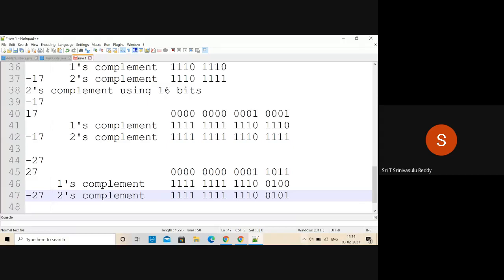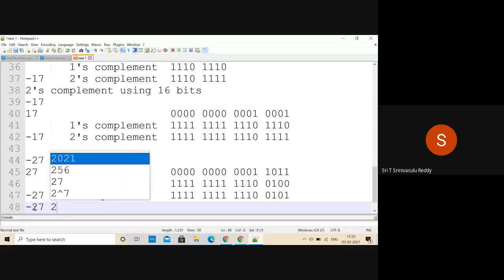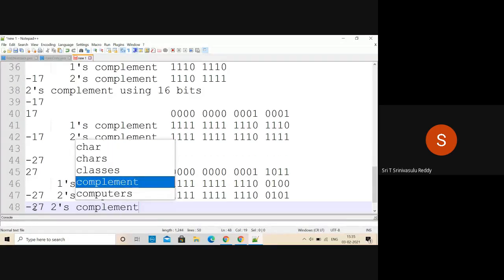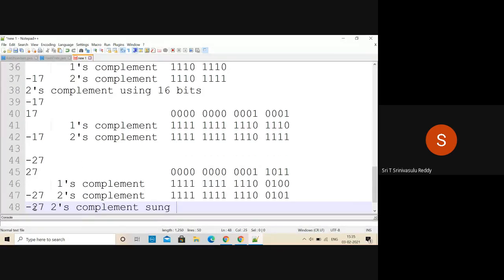Minus 27 is represented like this, in this particular manner. If it is 32 bits instead of 16 now, you can easily understand. This is by using 16 bits. Same minus 27, two's complement, using 32 bits.